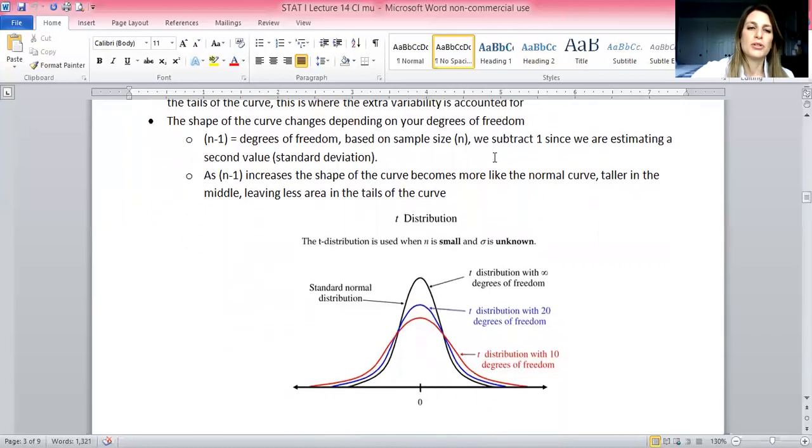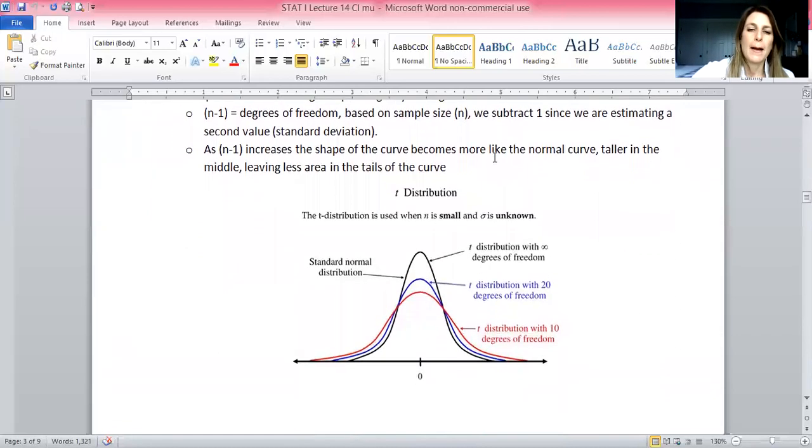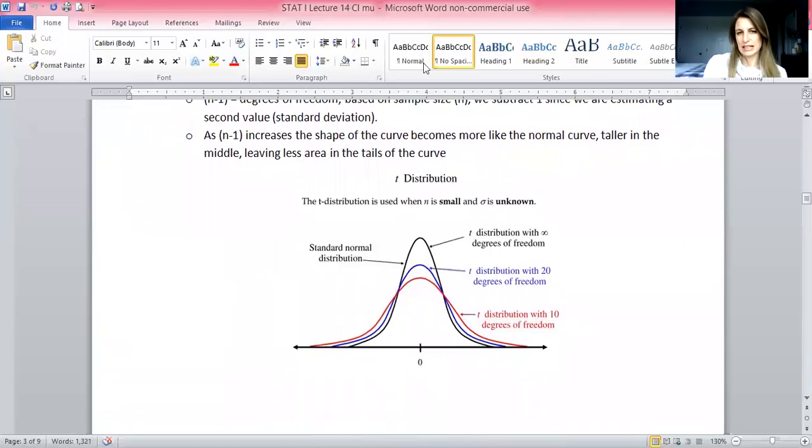I just want to show you this picture, which shows exactly what I was talking about, how it changes shape. You're going to see the red curve here, the shortest one. It's my t curve with 10 degrees of freedom. That means n minus 1 is 10, so n is 11. And you can see in the picture that there's more area in the tail; it's a little bit higher off the x-axis. Then I'm going to look at the blue curve.